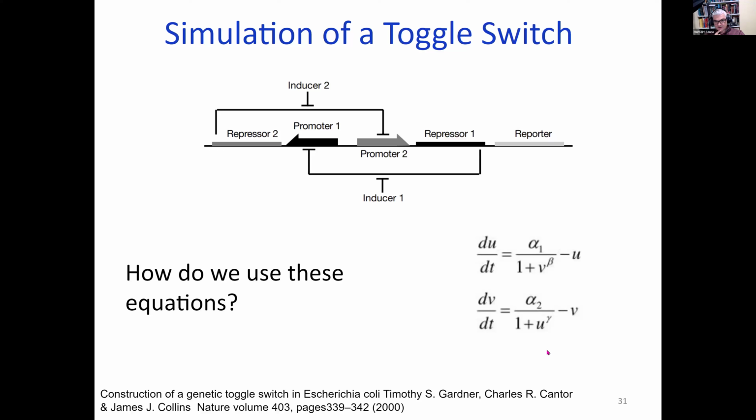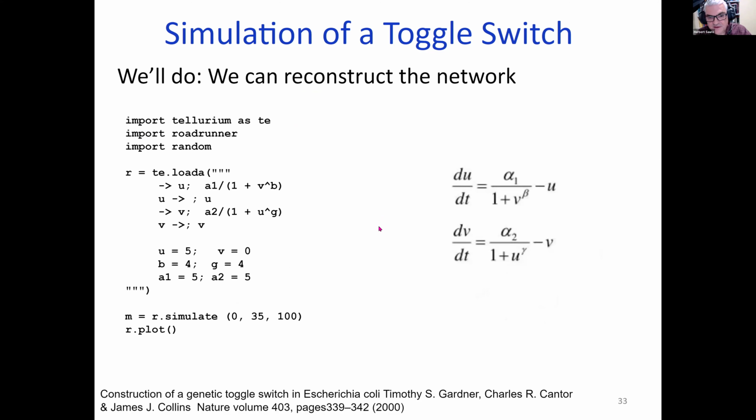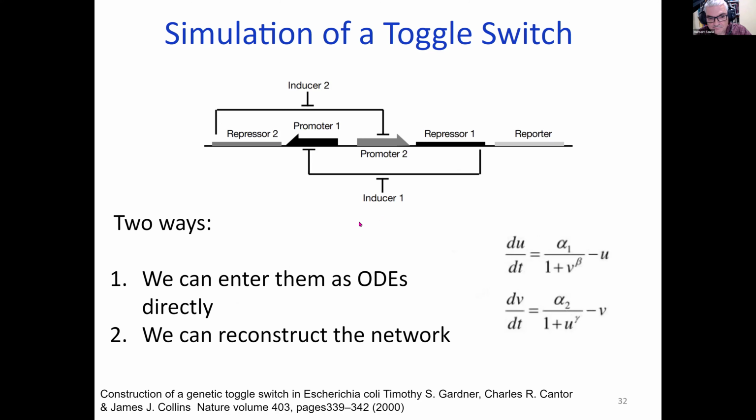And you can write some simple equations that describe this. If you do this, you'll discover this system has two stable steady states. And this group actually built this in vivo and showed that it had two states. Now, they only gave the equations though. And this can happen sometimes.